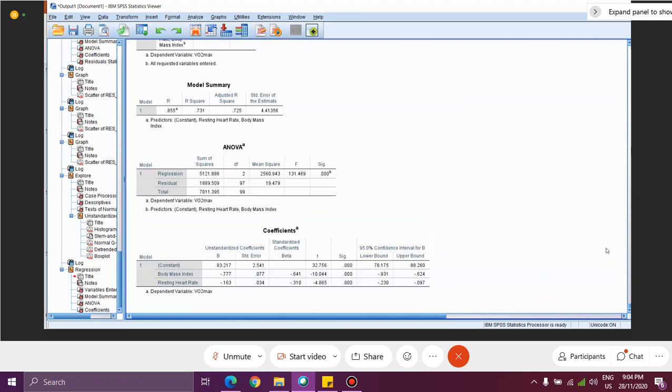So you need to be very careful. You need to look at the results from the journals carefully and identify whether it is an unstandardized or standardized coefficient. For the standardized coefficient, for example here, it is negative 0.641.